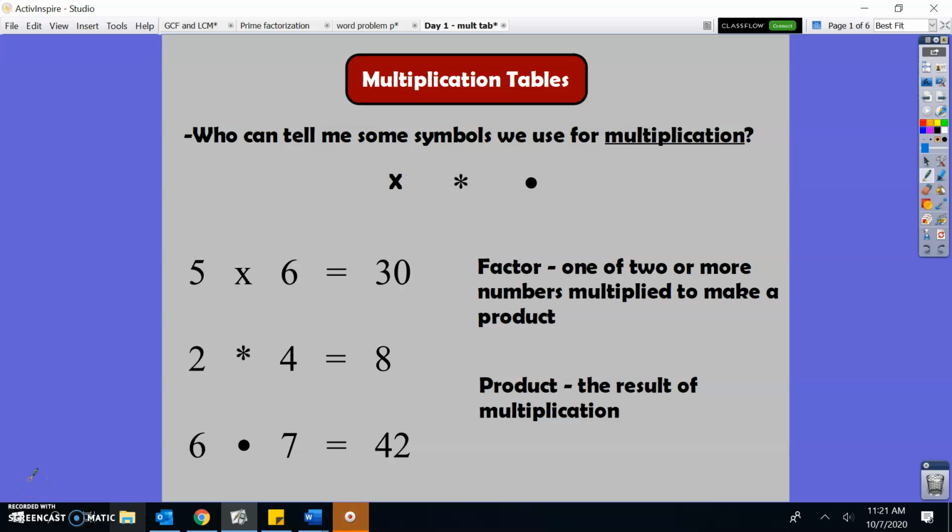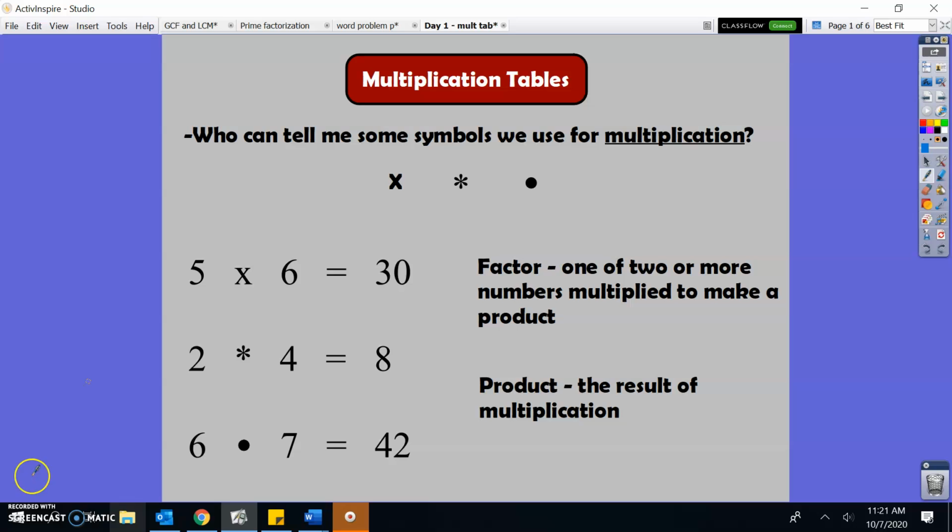Alrighty, so we are diving into our next unit for math, and this unit is about ratios and proportions. So our first lesson for today is going to be talking about something called factor puzzles, which is probably something you've never done before. But before we get there, let's talk a little bit about multiplication tables and multiplication charts.